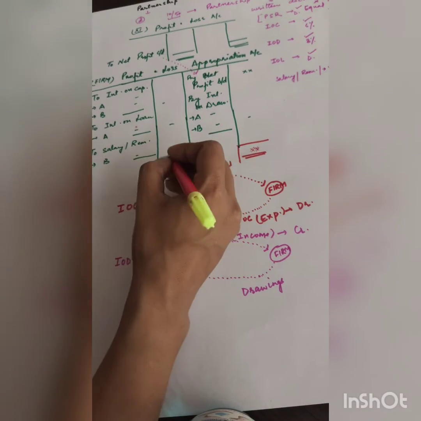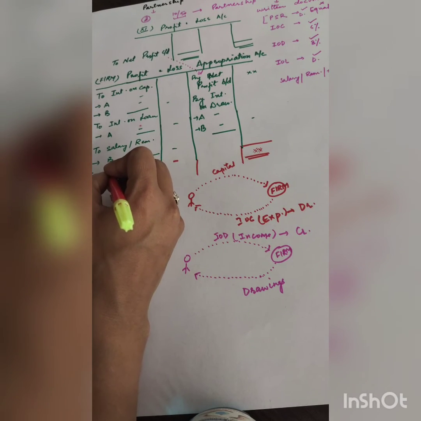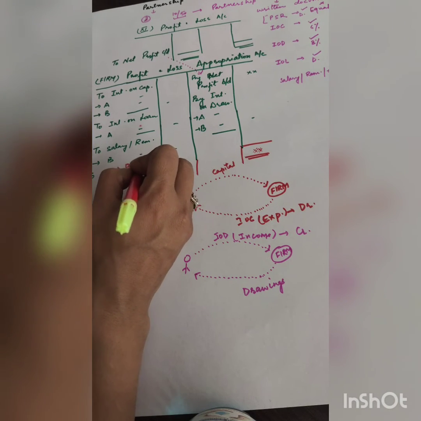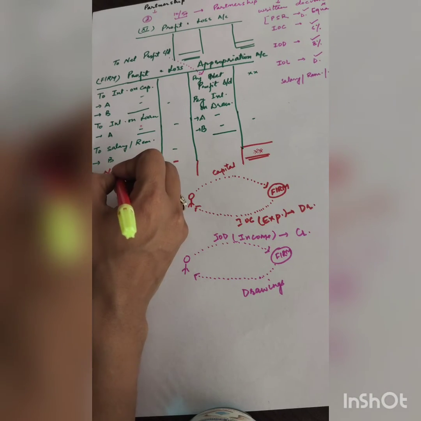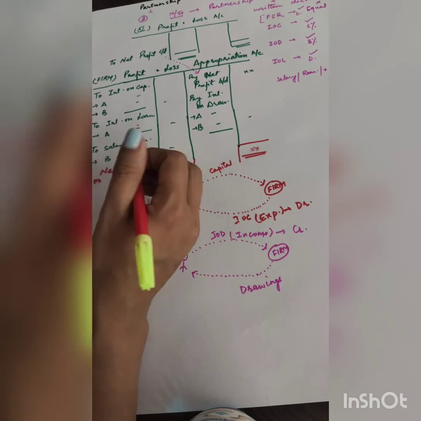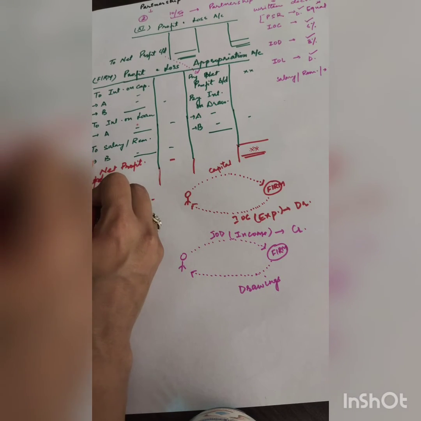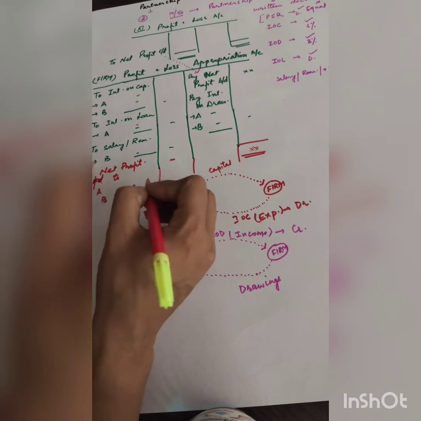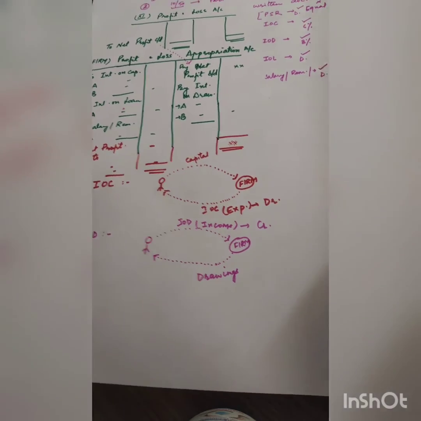Whatever is the balancing figure, it will come here, and the name shall be "to profit on appropriation account", right? So this is "to net profit transferred to partners' capital". If there are two partners, A and B will be receiving the interest, and again the balancing and the closing will be done as you already have done in the profit and loss account.